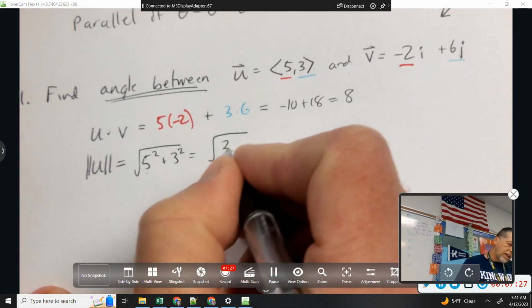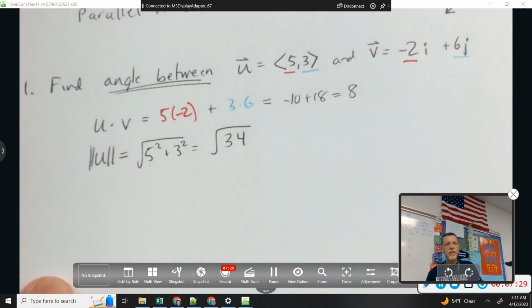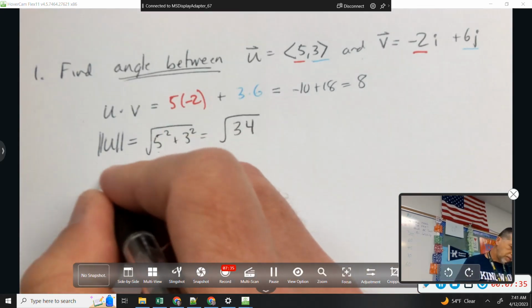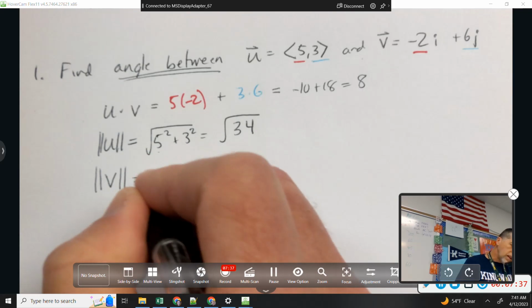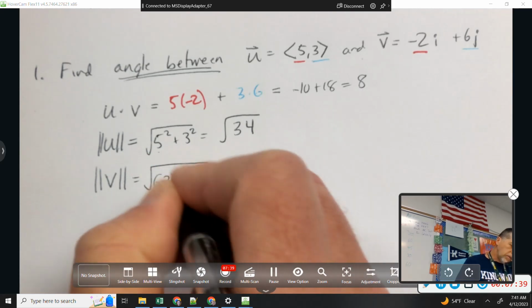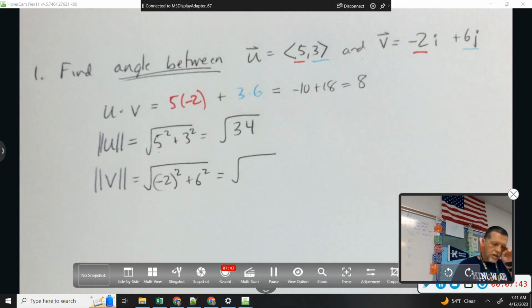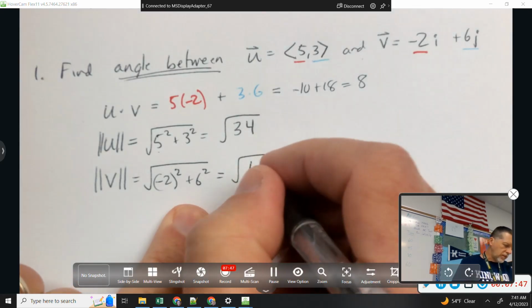25 plus 9 is 34. So there's my length of U. And I need length of V. Square root of negative 2 squared plus 6 squared. 4 plus 36 is 40.